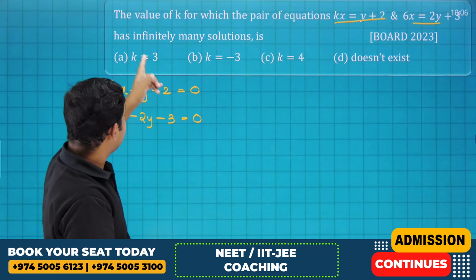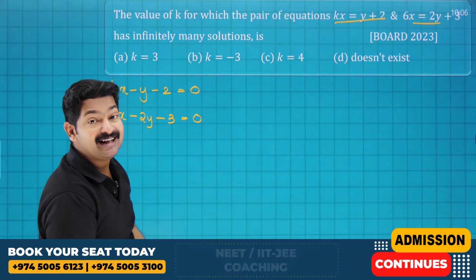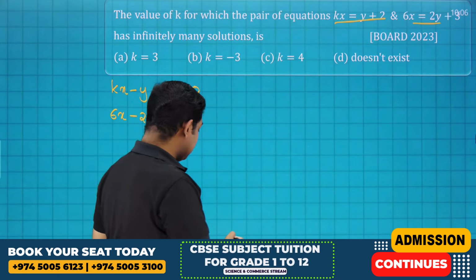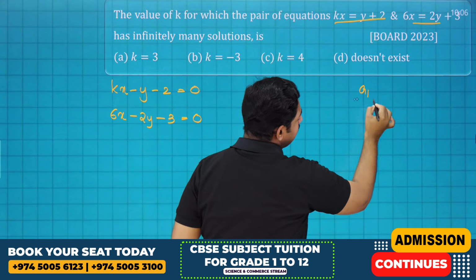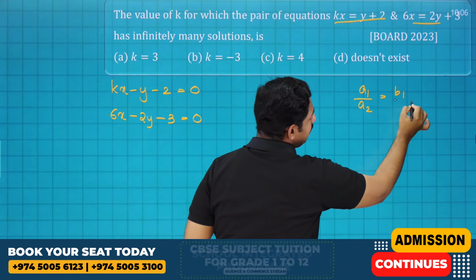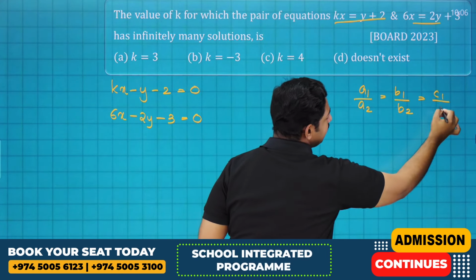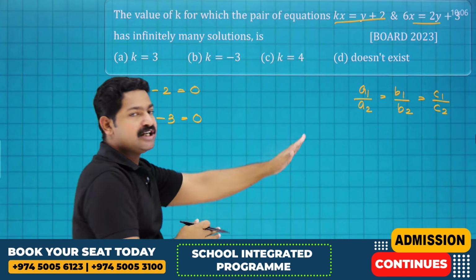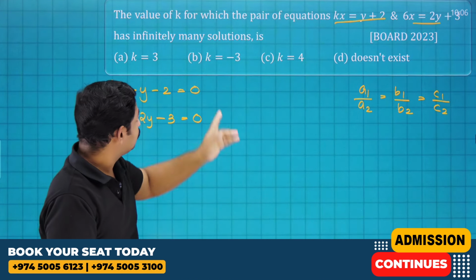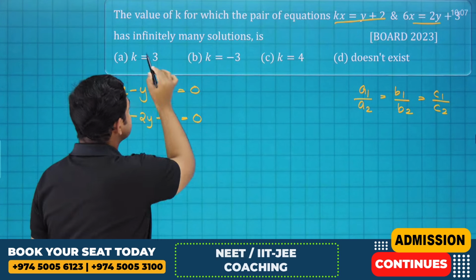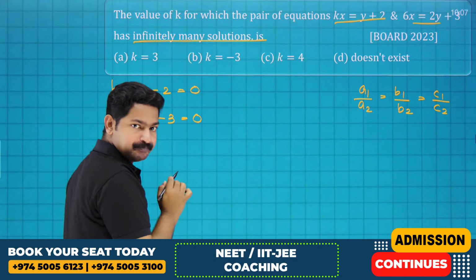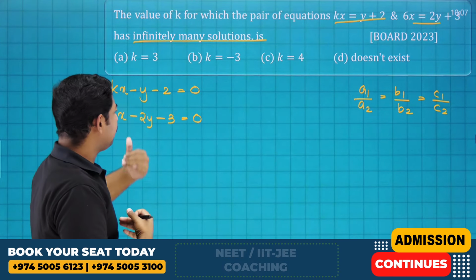Okay, it is given that the system of equations has infinitely many solutions. So infinitely many solutions means what is the condition? A1 by A2 is equal to B1 by B2 is equal to C1 by C2. These three ratios must be equal. It's already given, infinitely many solutions, so these three ratios must be equal.